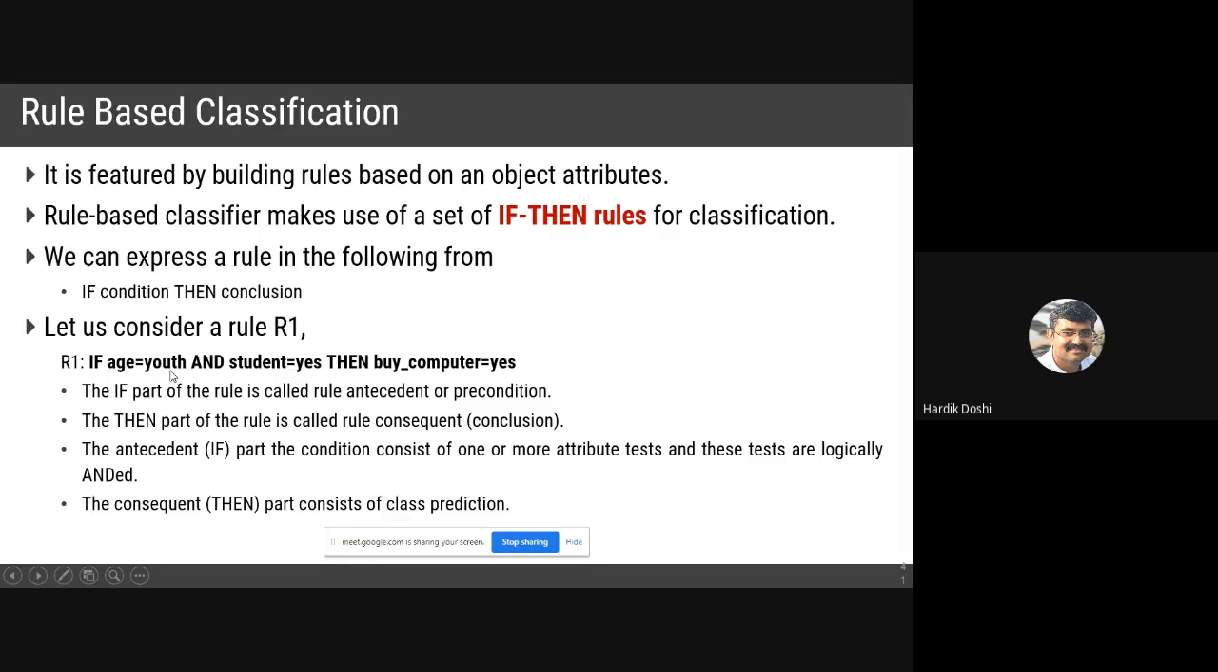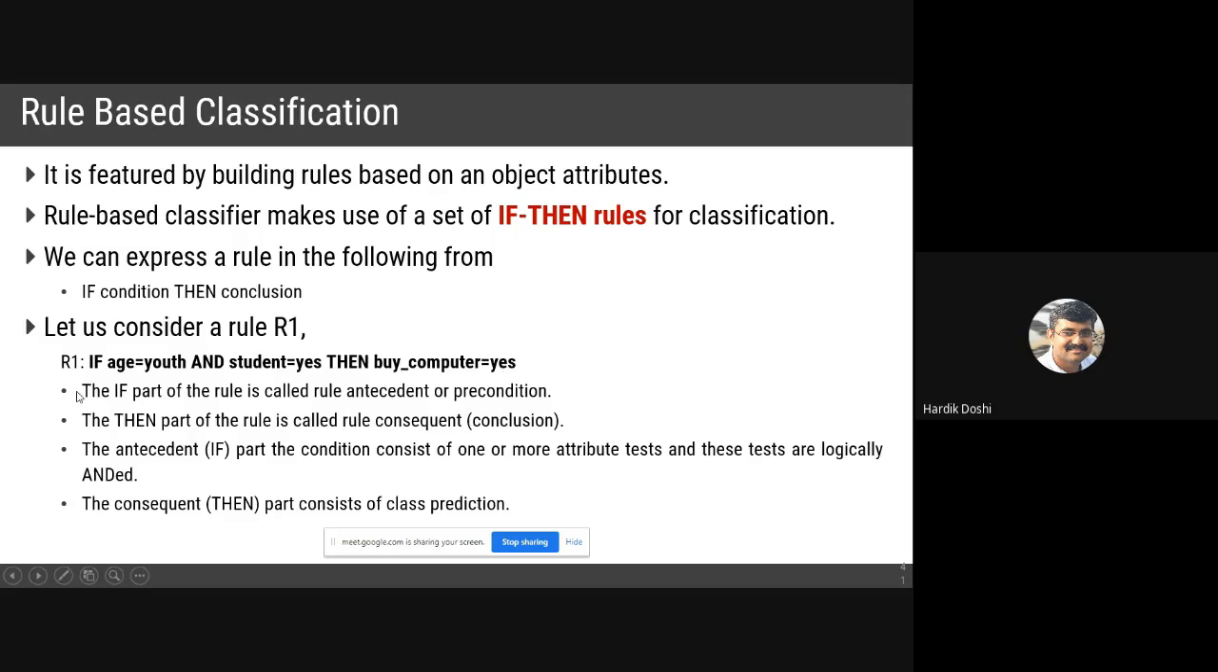If age is youth and student is yes, which we obtained from our decision tree, then buys computer. So rule 1. Same way we had the other two rules. If age is middle age, then also buys computer. And if age is senior and credit rating is fair, then buys computer. So there are three rules for that.